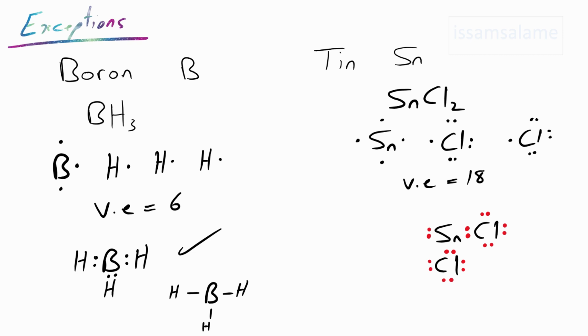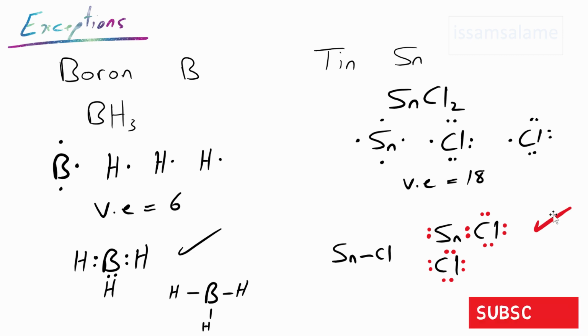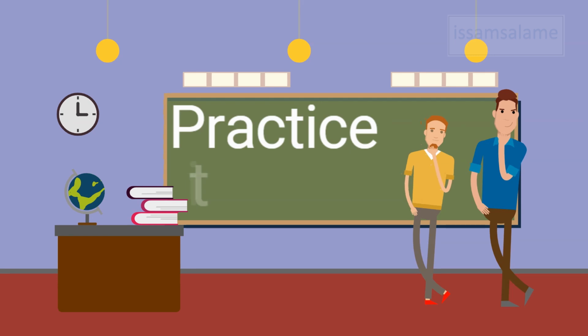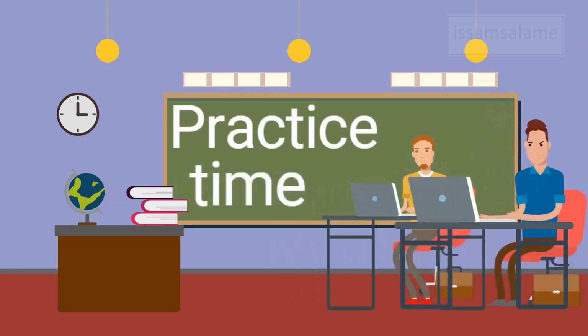By the way, always when we try to complete the octet, we start with the more electronegative elements. Don't forget that I kept a link in the description to show you how to arrange elements according to their electronegativity. And the last step, to change the shared pairs into dashes. And now it's your turn to draw the Lewis structure for beryllium difluoride.